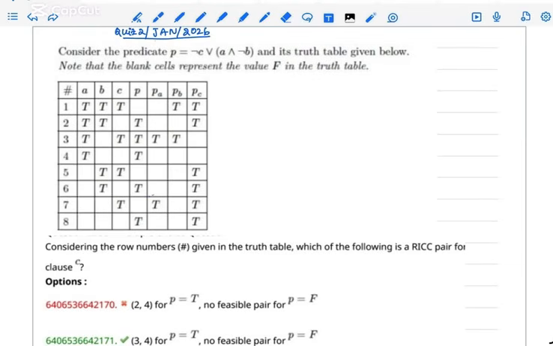Friends, this question is from RICC-ST-Quiz2 Jan 2026. Consider a predicate P. Predicate P is given as negation of (C or A) and negation of B, and its truth table is given below. Note that the blank cells represent the false value in the truth table. Considering the row numbers, these are the row numbers given in the question. In the truth table, which of the following is the RICC pair for the class C?